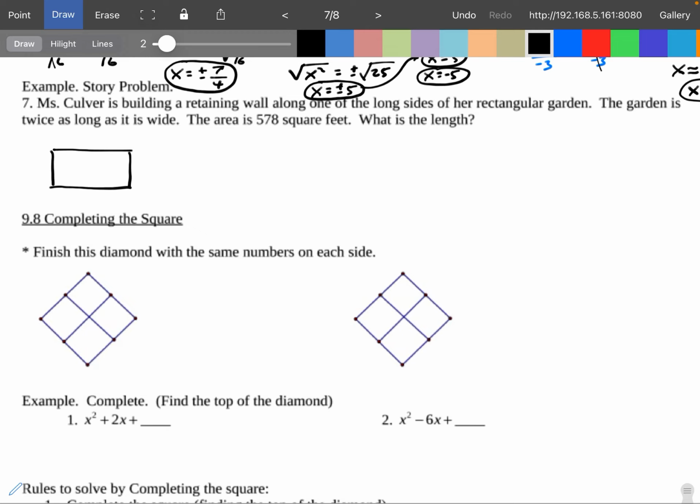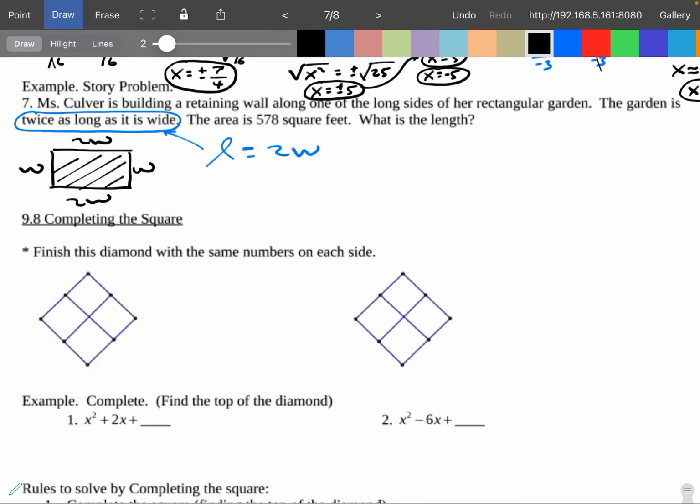All right. And then it says the garden is twice as long as it is wide. Well, if I underline that, the garden is twice as long as it is wide, that would tell you that the length would be equal to twice the width. So what you would have then is this side would be W, this side would be W, this side would be 2W, and this side would be 2W.